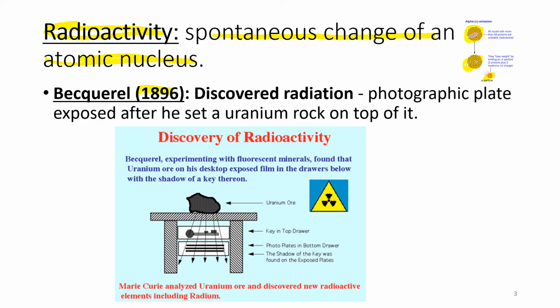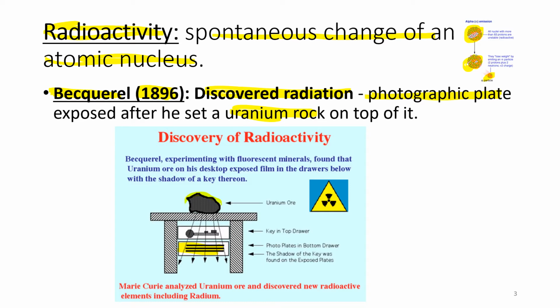In 1896, a French scientist named Henri Becquerel discovered radiation, and how he discovered it is he had put a rock containing uranium on top of a photographic plate, and it was exposed. So here's an example of our picture here. Here's his desk, and this drawer has his photographic plates in it. And photographic plates have metal plates covering film used in photography that protect it from the sunlight, which has radiation that would actually expose the film.